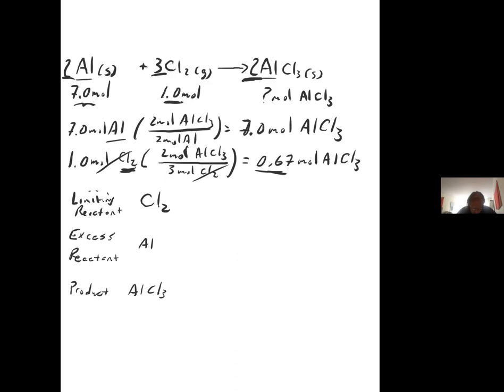So now the amount you can actually get is given by the limiting reactant. So the limiting reactant was chlorine. It gave you this amount. That's the max you can get out. So your answer would be 0.67, although they said round to the nearest 0.10. So that would be 0.7.